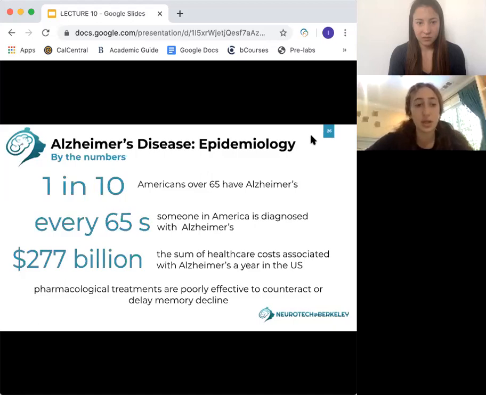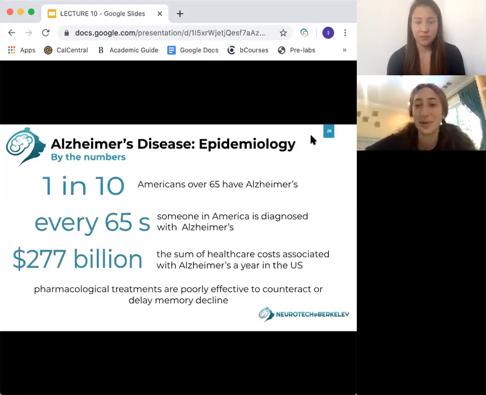So the application of this is used in Alzheimer's disease. Let's talk about how Alzheimer's disease is present in our world. About 1 in 10 Americans over 65 have Alzheimer's. Every 65 seconds, someone in America is diagnosed with Alzheimer's. And $277 billion is the sum of the healthcare costs associated with Alzheimer's disease in a year in the US.